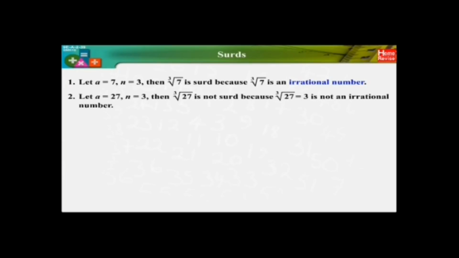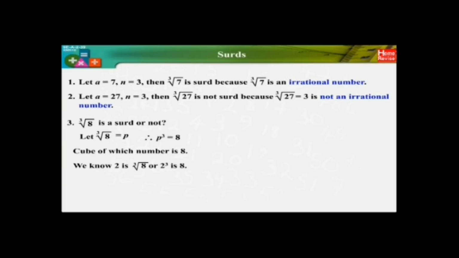Example 2: Let a equal 27, n equal 3. Then third root of 27 is not a surd because third root of 27 is equal to 3, which is not an irrational number. Example 3: Is third root of 8 a surd or not? Let third root of 8 be p, therefore p cube is equal to 8. Cube of which number is 8? We know 2 is the third root of 8, or cube of 2 is 8. Therefore, third root of 8 is not a surd.